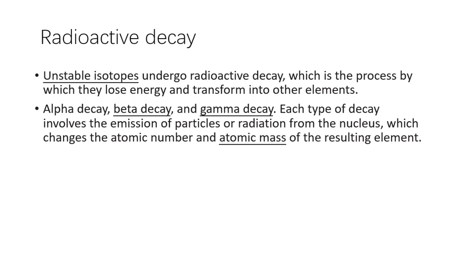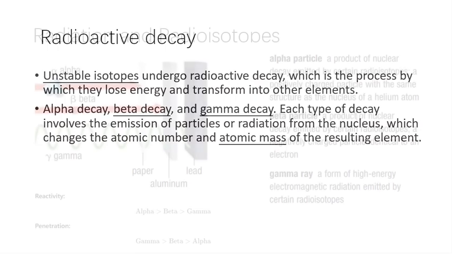As we have seen from the previous slide, some elements have more than one isotope, and scientists noticed that some isotopes are stable while others break apart easily. And the difference in stability is due to the composition of the nuclei. The unstable isotopes undergo radioactive decay, which is a process by which they lose energy and transform into other elements. And there are several types of radioactive decay, such as alpha decay, beta decay, and gamma decay, and they will change the atomic number and the atomic mass of the resulting element. And I'm going to illustrate each of them in the next slide.